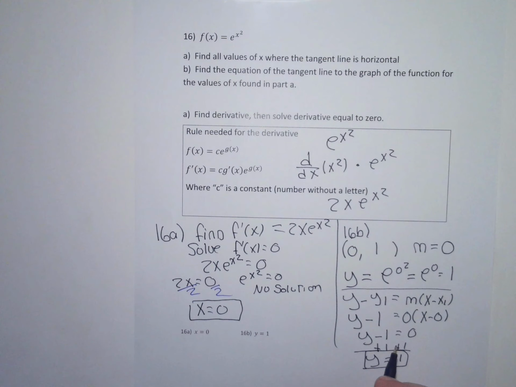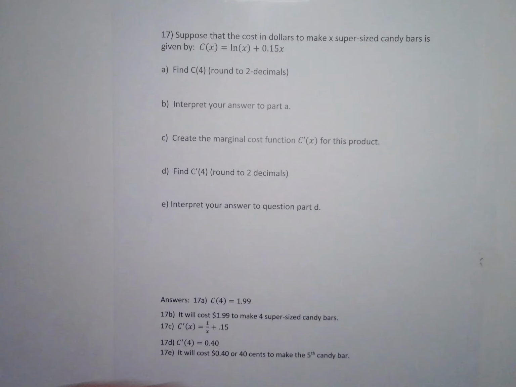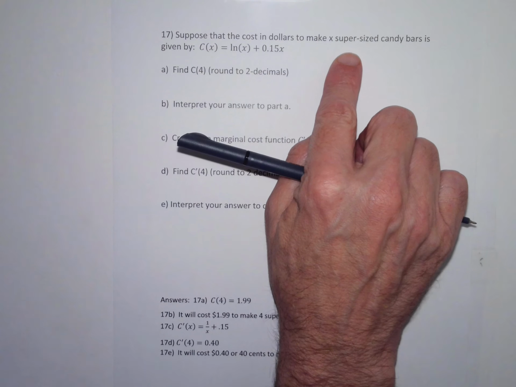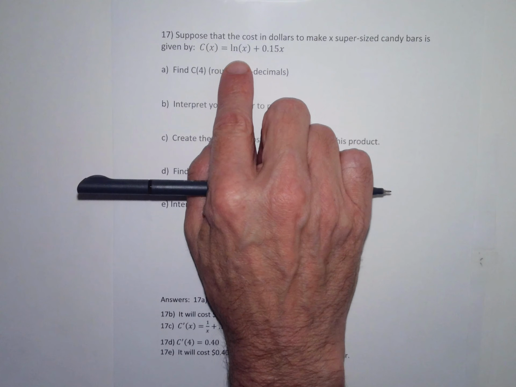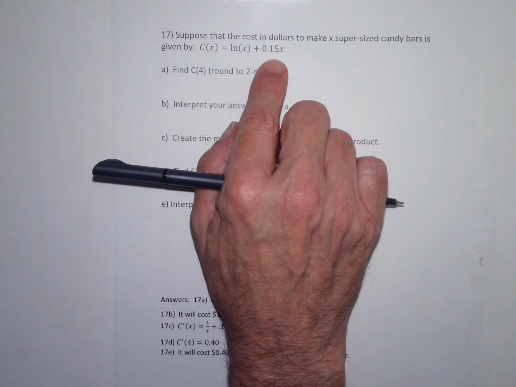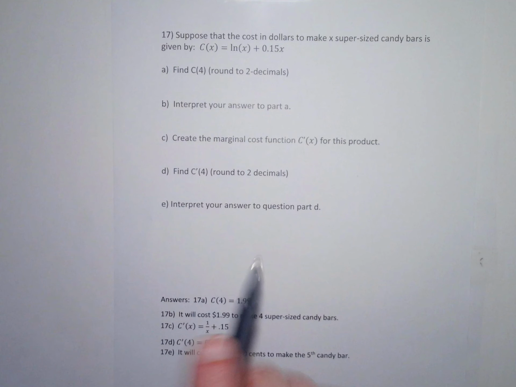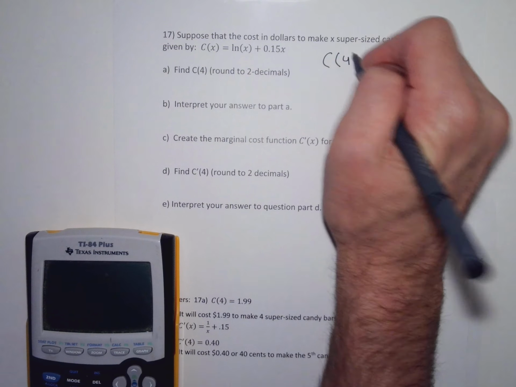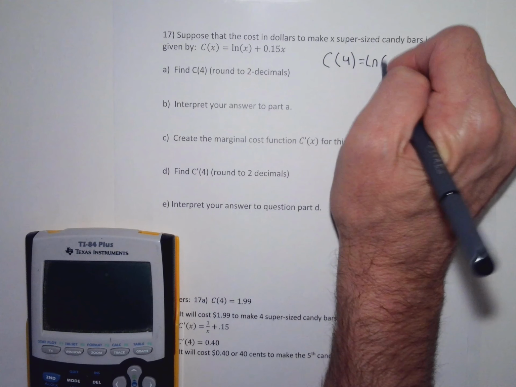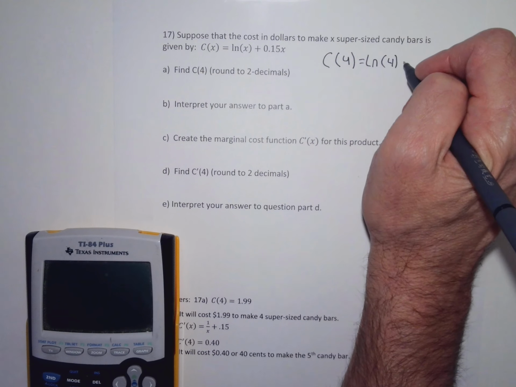One last problem, it's the word problem. Actually, two last problems, 2 word problems, but they're the same kind of problem. So, question 17 gives me a cost function to make supersized candy bars. And it says the cost to make x supersized candy bars is given by the formula ln of x plus 0.15x. First it says find C of 4. To do C of 4, I'm just going to plug 4 into the original function. And this is going to give me the cost to produce that many candy bars, in this case 4 candy bars.